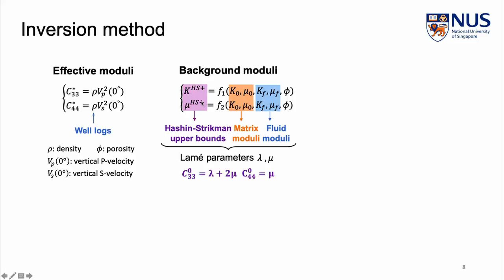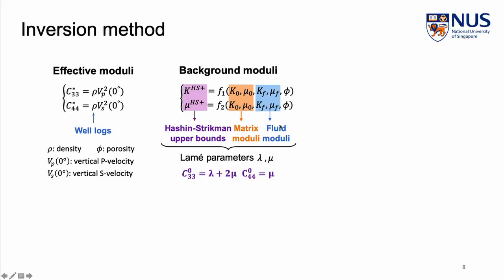The background moduli, what we do is the K0 and mu0, which are the matrix moduli. These are moduli from the minerals themselves. And then the fluid moduli, which is the inclusion, and then the porosity. This is a very straightforward combination of the matrix property plus the stiff pore. The phi is the porosity of the stiff pore.